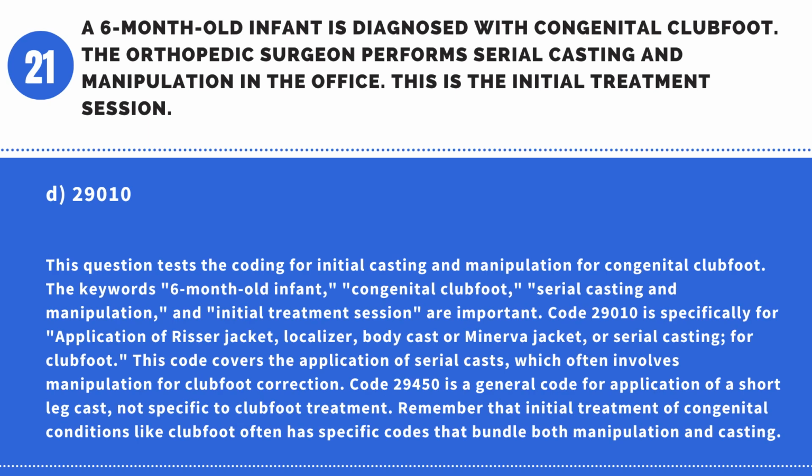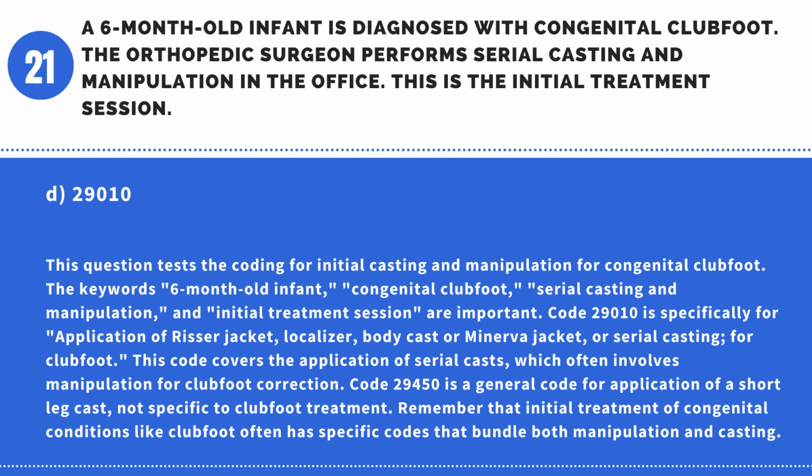29,010. This question tests the coding for initial casting and manipulation for congenital clubfoot. The keywords 6-month-old infant, congenital clubfoot, serial casting and manipulation, and initial treatment session are important. Code 29010 is specifically for application of Risser jacket, localizer, body cast or Minerva jacket, or serial casting, for clubfoot.